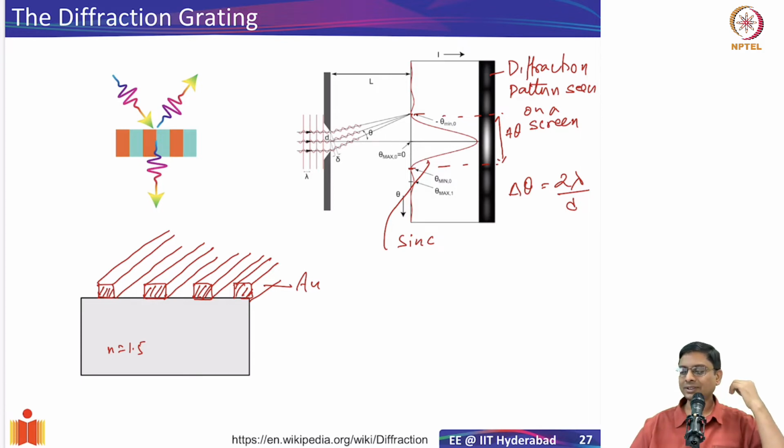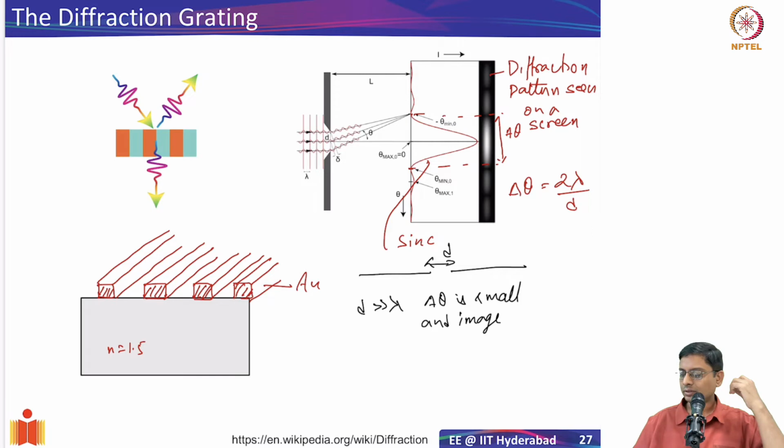And in effect, you will get the same image on the screen. Let's say my screen was large. If I make my screen in this way, and this is the width, which in this case I said is d. If d was very, very large compared to wavelength, d is much, much greater than lambda, then delta theta is small and the image forms clearly. But the moment d is of the order of or less than the size of lambda, what do you think will happen? Then delta theta is large.